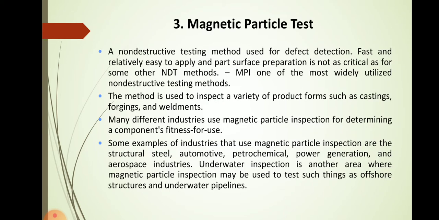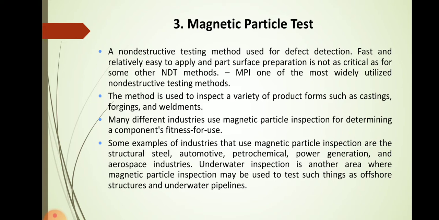So a magnetic particle test is a non-destructive testing method used for detecting the defects generally on the surface, as well as some amount of subsurface defects can also be detected by magnetic particle test. This test is fast and relatively easy to apply, and the part surface preparation is not as critical as for some other methods of NDT. The method is used to inspect a variety of product forms such as casting, forging and weldings. Many different industries use this magnetic particle inspection for determining the component's fitness for use.